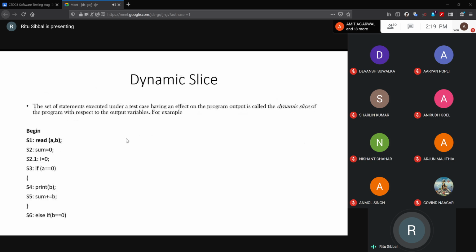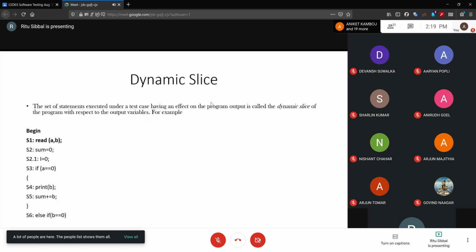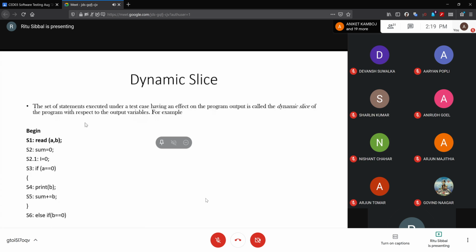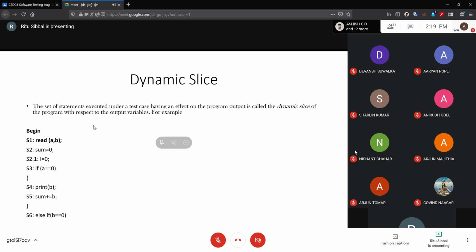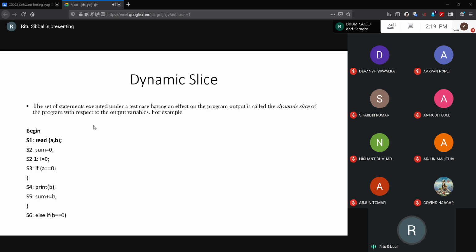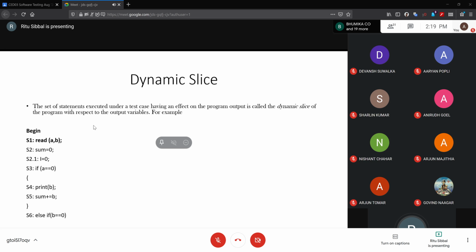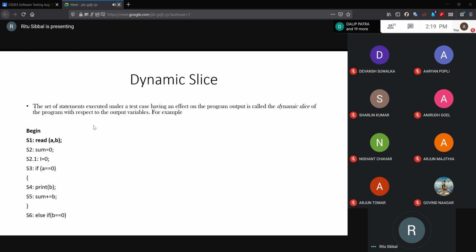Another concept is dynamic slice. Now what does dynamic slice mean? Here it means the set of statements which fall under a test case and which have an effect on the output. So this is called the dynamic slice of the program with respect to the output variables. So in case a test case is executed, the set of statements which have an effect on the output variable of the program and which are contained in that set of statements, that is called the dynamic slice.